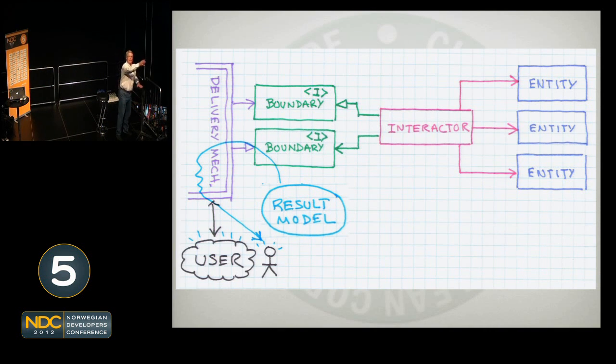Okay, so make the delivery mechanism, the web, a plug-in to your application. That thing that contains the web server, plug it into the application. Don't build it into the application. Plug it in. Make a plug-in. All these architectural decisions that we want to defer, how do we defer them? We turn them into plug-ins.